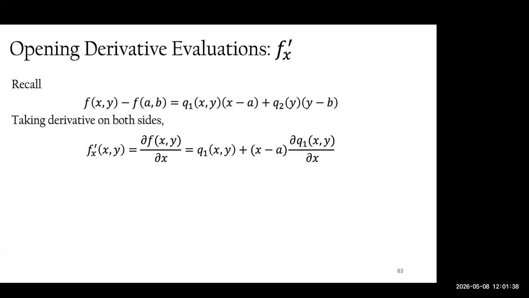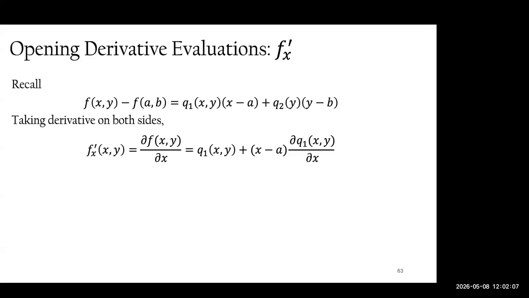So on the left side we'll get the partial derivative f prime x of f at x comma y. So this is the left hand side, just taking the derivative with respect to x. On the right side, if I take the derivative, what I get by chain rule is q1 of x comma y times 1, because the derivative of x minus a is 1, plus we get x minus a times the derivative of q1. So this is just if you apply chain rule to both sides of the equation, and the remaining terms, they don't have x, so they just go to 0.